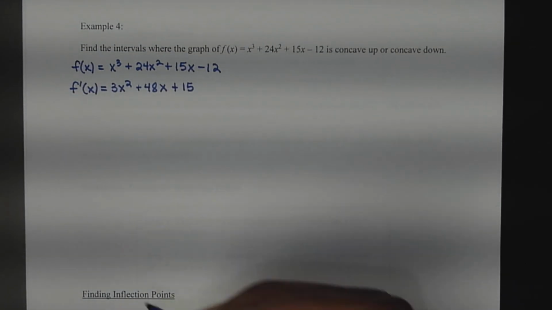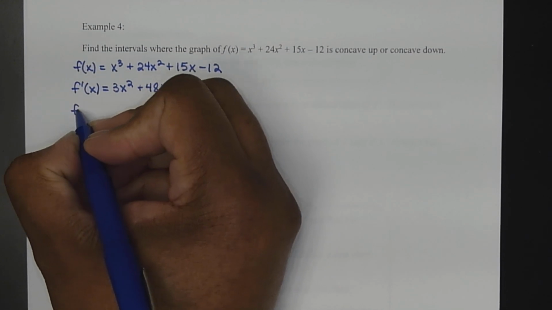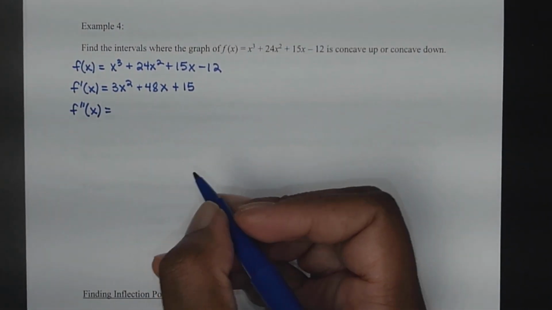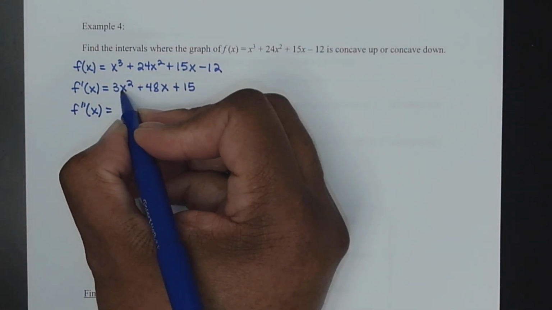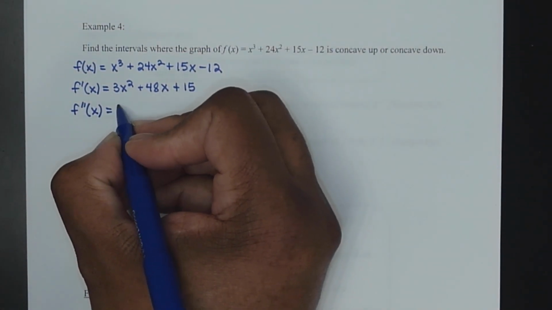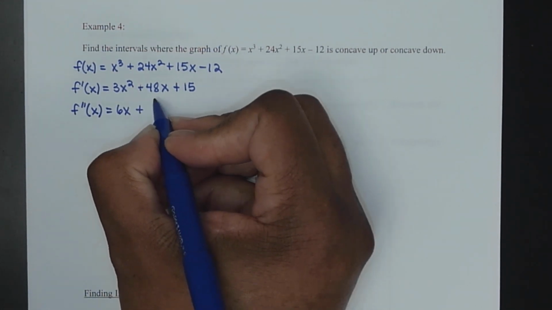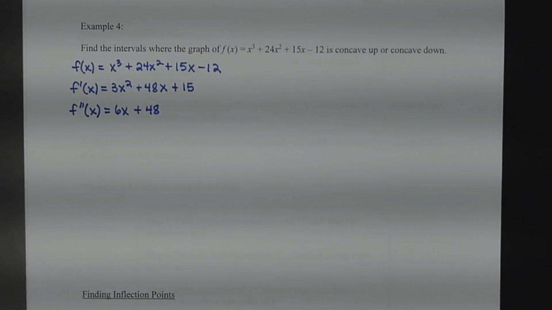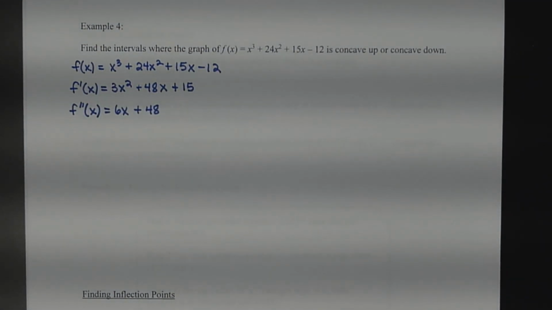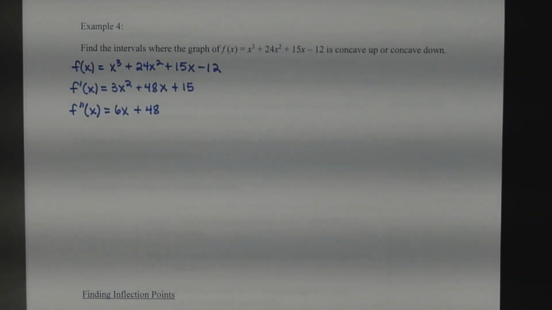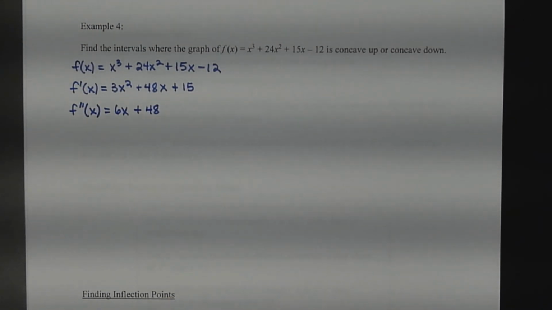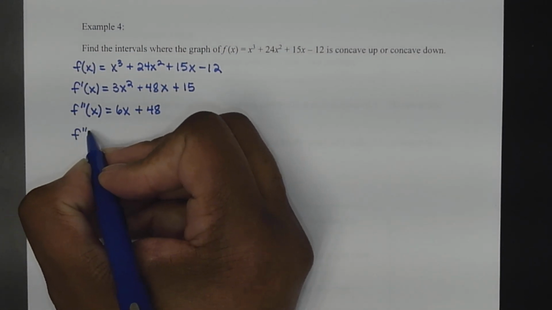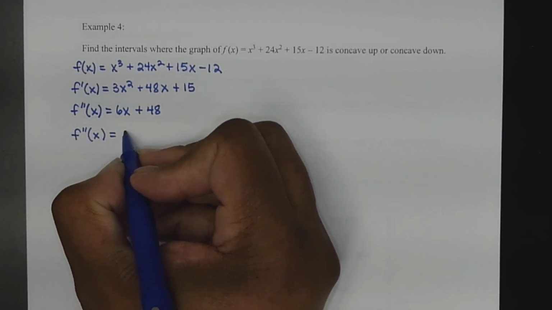Now let's find f double prime of x by taking the derivative of f prime of x. In this case, the derivative of 3x squared would be 6x, plus the derivative of 48x would be 48. All right, so that's our second derivative. Now what we need to do here is take that second derivative, f double prime of x, and set that equal to 0.